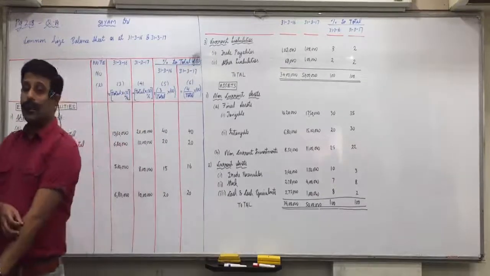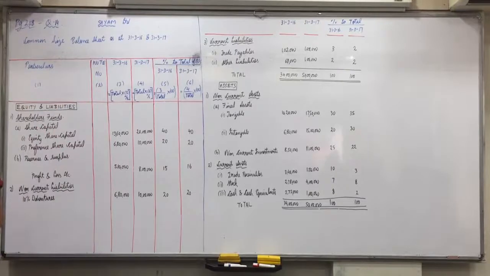Okay, so the chapter is over. All the balancing illustrations, the remaining illustrations after 12, will be your homework for tomorrow. Okay, they are on common size statements.